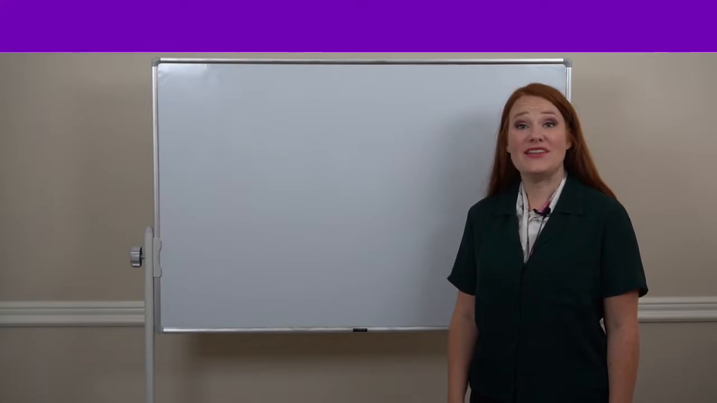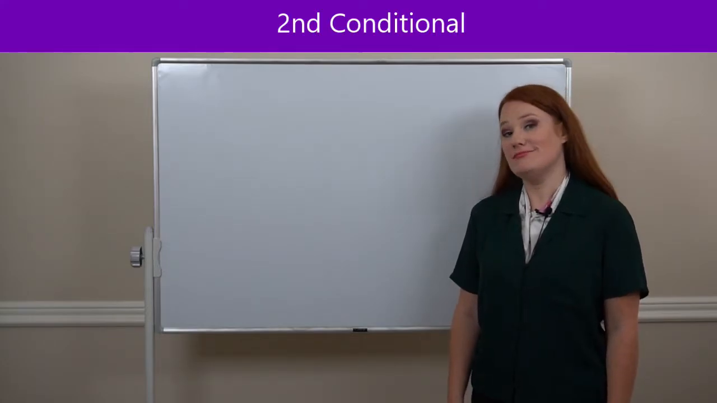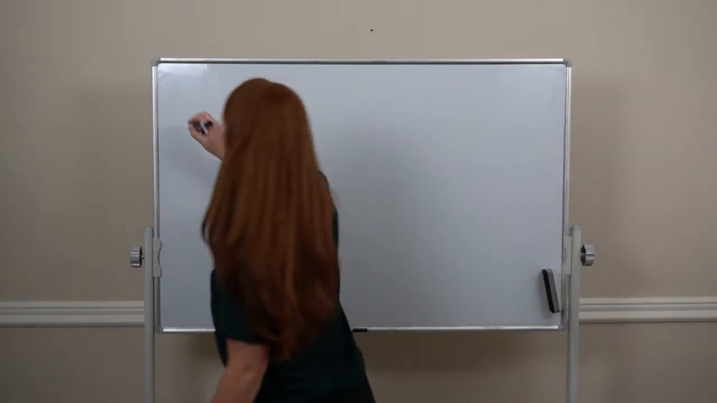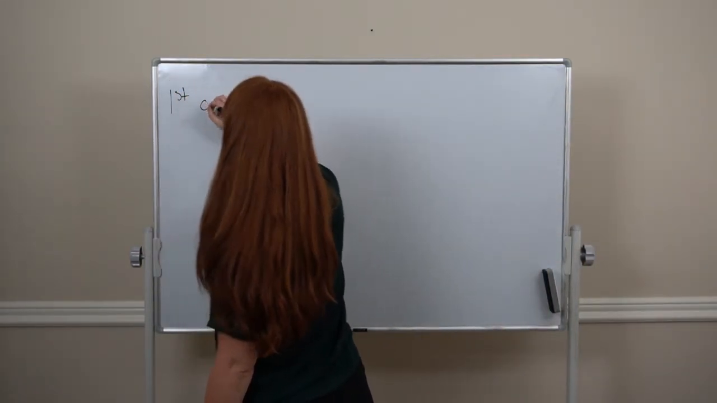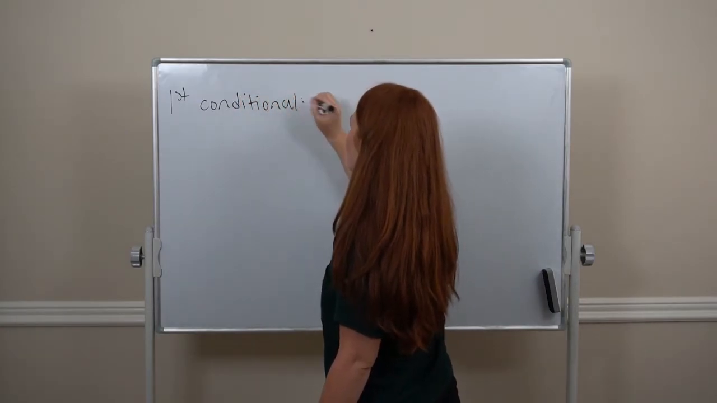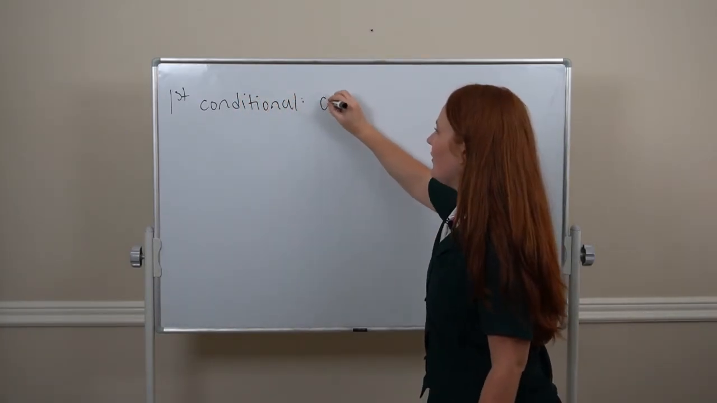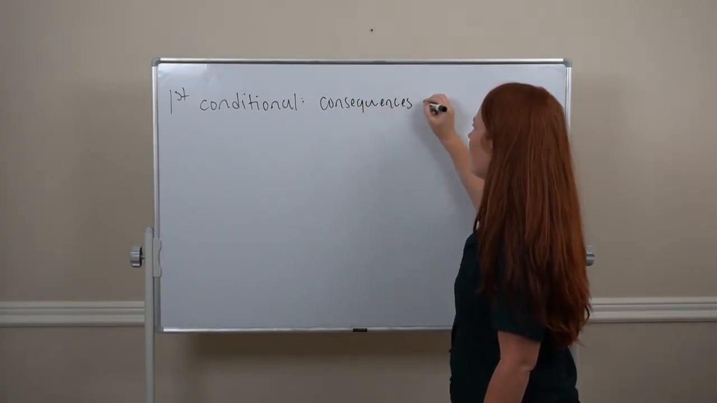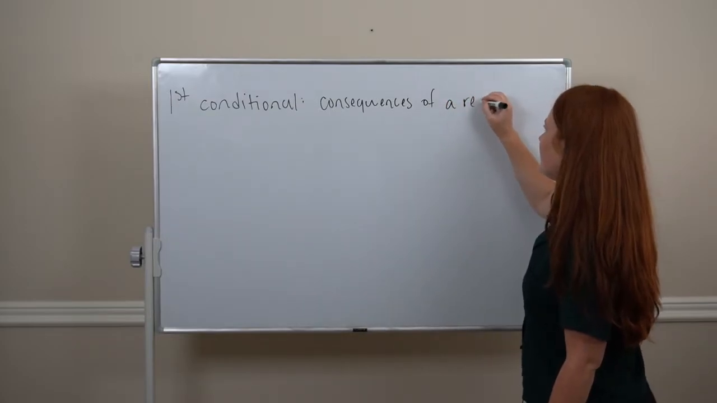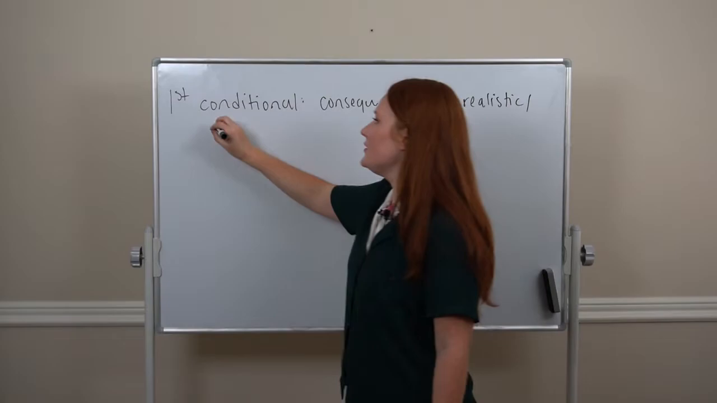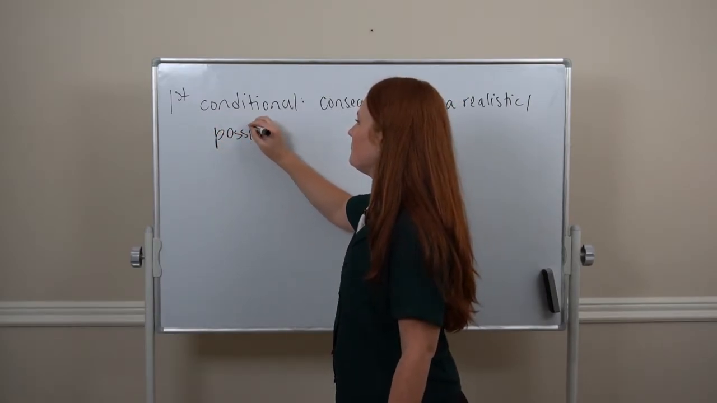Today, let's break down the second conditional. But we'll start by reviewing the first. The first conditional is used to talk about the consequences of a realistic or possible situation.